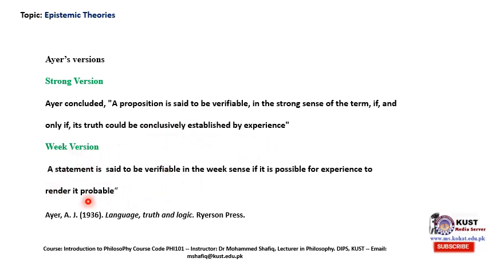The weaker version says a statement is said to be verifiable in the weak sense if it is possible for experience to render it probable. Now, there's a difference between these two terms. Conclusively means with certainty, with so much logical consistency. But probability means the likelihood of something to be true, though there are many definitions of probability. So if experience renders it probable, then it is true.